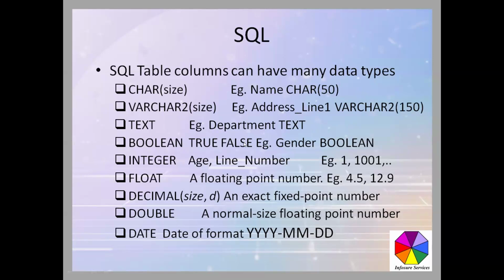Boolean is true or false. Gender is Boolean. Integer can be integer numbers, float, floating point, decimal, double, long. Date can have year, month, day in a date format.